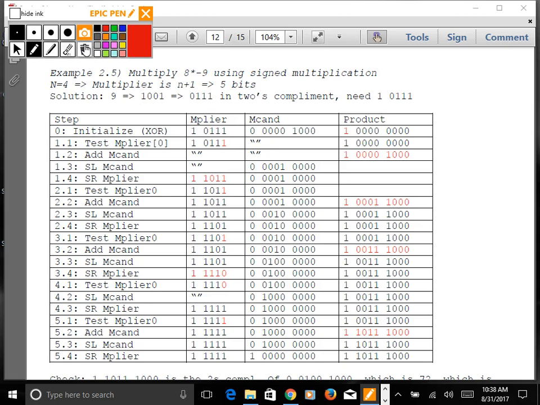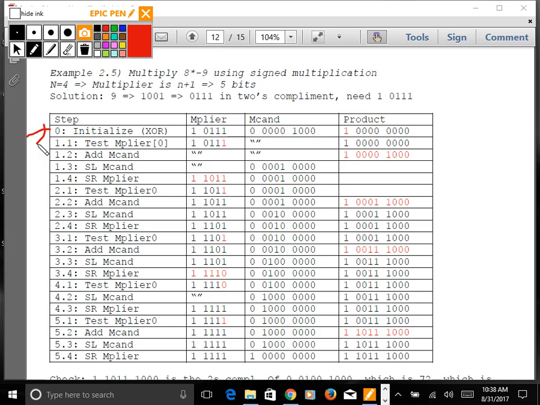We'll just start here. So step 0 is initialize, right? So remember that first step. We're getting in our values, and we perform that XOR. Okay? So what we want to have is 9 is 1001. So we're going to perform a 2's complement of that value. So that's our multiplier, 8 times negative 9. The multiplier is the second value, the value that we're actually using, whereas the multiplicand is 8 in this case.